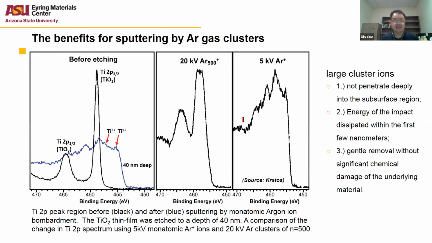And what is the benefit of using the argon gas cluster? The large cluster ions usually have a small energy per atom, because the energy is distributed over more atoms. This means the large cluster ions would not penetrate deeply into the subsurface region, and the impact energy would be dissipated quickly in a shallow region within the top few nanometers. It can remove the surface layers in a gentle way without significant chemical damage.